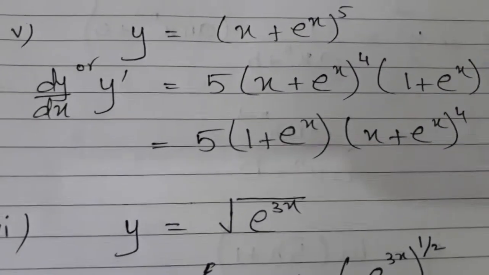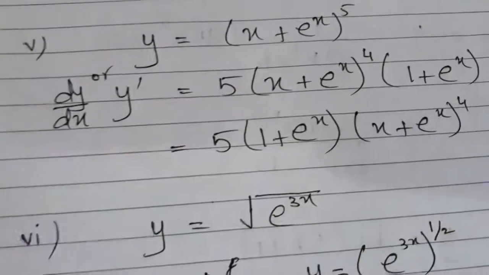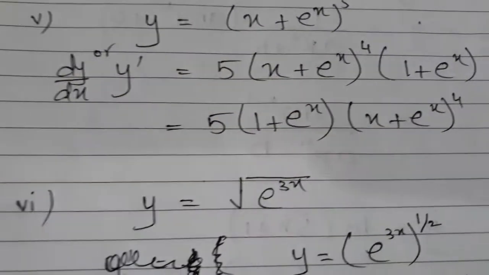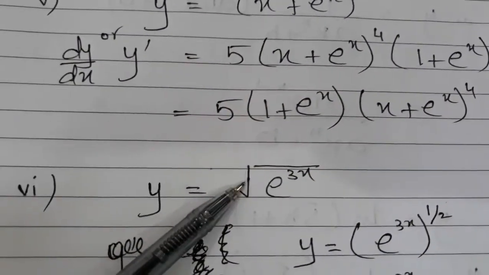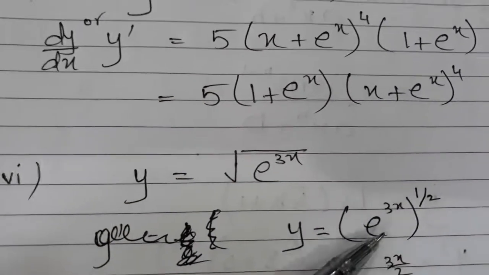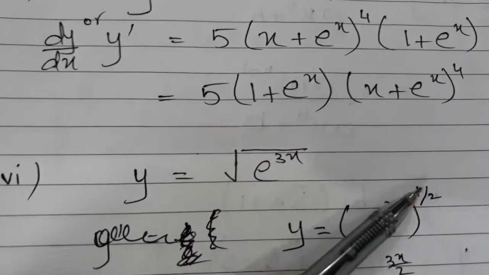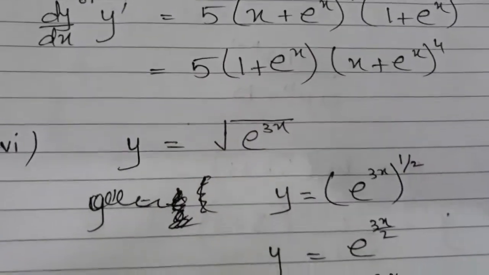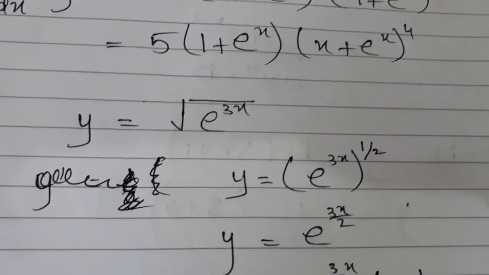Let's see the last example for the exponential function, then we will start logarithmic function. So this means power half. Radical sign means power half. Okay? And when these two powers will multiply, it will become this. The question will become this.